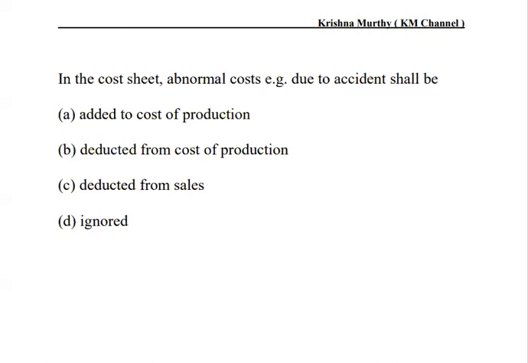Next one. In cost sheet, abnormal cost, for example due to accident, shall be: first option, added to the cost of production; B option, deducted from cost of production; C, deducted from sales; D option, ignored. The right option is what? B, ignored.